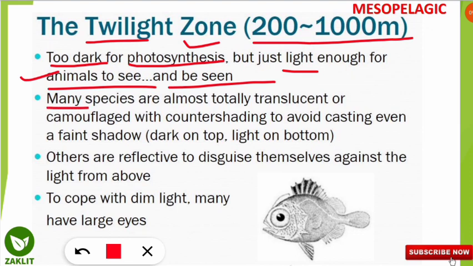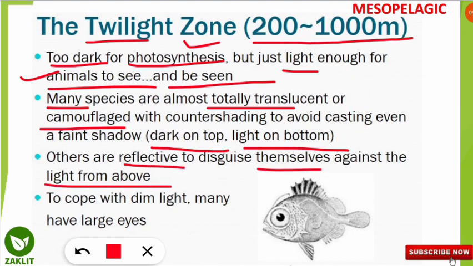So many species are almost totally translucent because they have to camouflage in order to avoid the predator and in order to catch the prey. The next thing is dark color is on the top of the organisms and light color is on the bottom part. So this is all to avoid the predator and prey relationship. Others are reflective to disguise themselves against the light from above. So some organisms are reflective, so when less light is present, they are able to reflect that light in order to disguise themselves from the light above and to avoid the predators. So all these things are to avoid the predators.